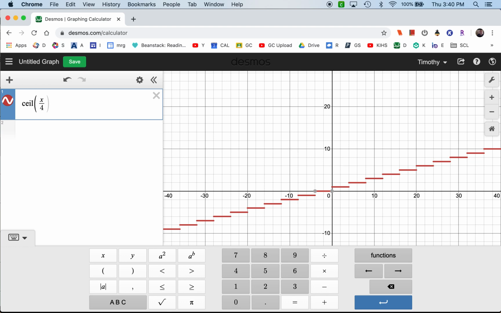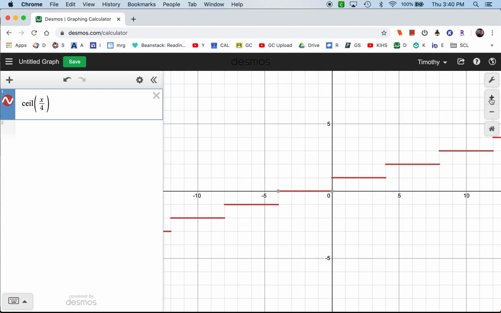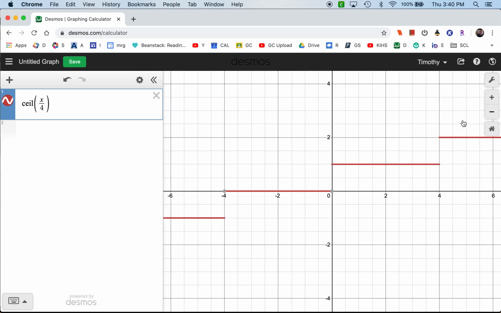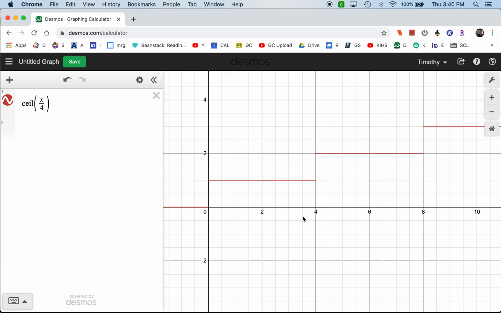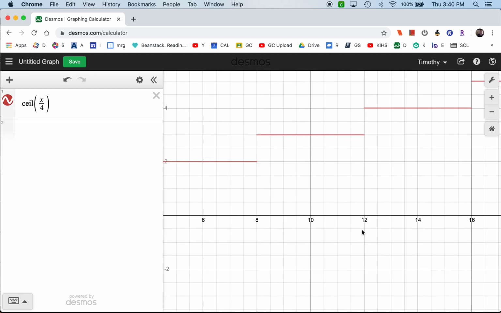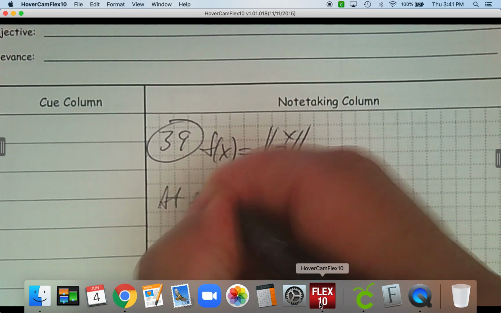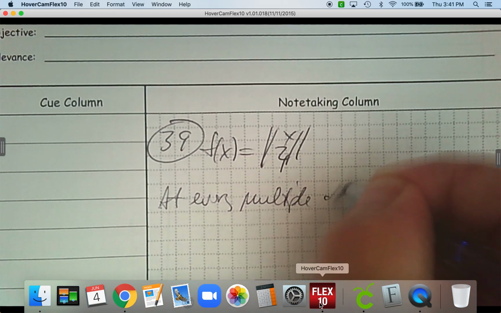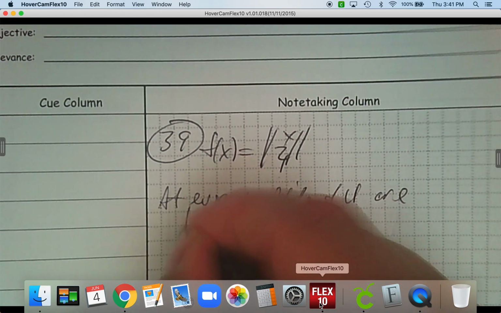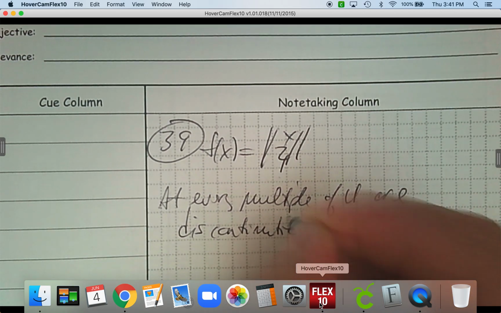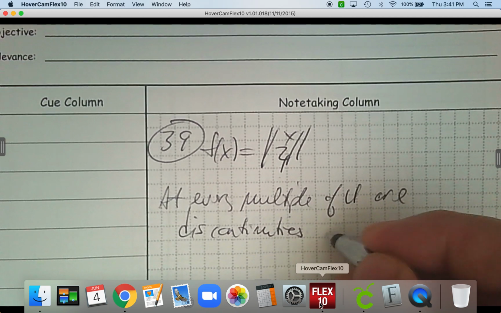Oh yeah. So that ceiling, you can see the steps, right? That's the greatest integer. Floor would be less than. You can see the steps here. And if we zoom in here, where are the jumps? At -4, 0, 4, 8, 12. Those are all the jumps where it's not continuous. So that totally gives me a clue. So where is it not continuous? At every multiple of 4. What type of discontinuities are there? Because they're jumps, they are non-removable.